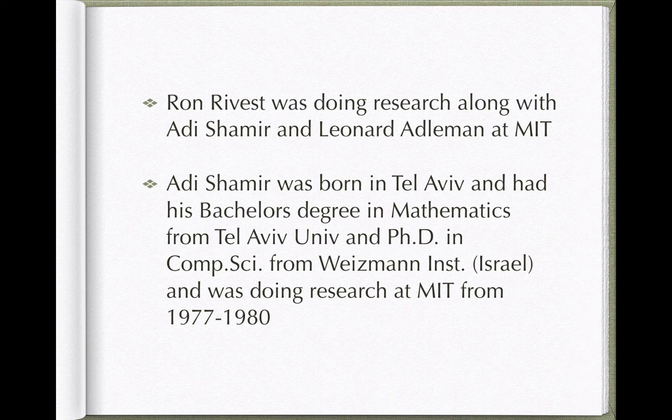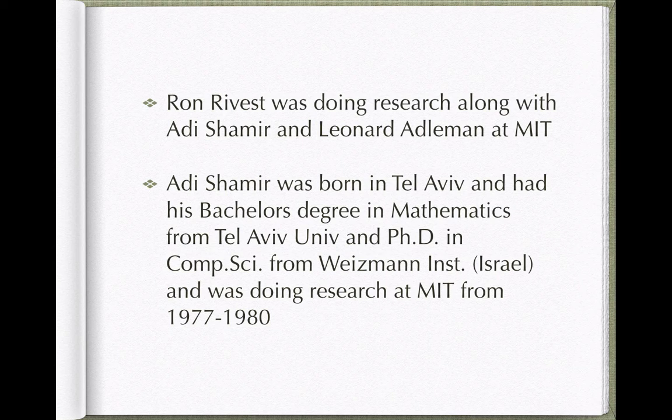Adi Shamir himself is not an actual MIT guy. He was born in Tel Aviv in Israel, and he had a bachelor's degree in maths from Tel Aviv University as well as a PhD in computer science from the Weizmann Institute in Israel. Temporarily for 3 years from 77 to 80, he came to MIT to work along with Ronald Rivest. He is a very good mathematician. So every time Rivest came up with an idea, he would go through and analyze it mathematically. He would shoot them down.